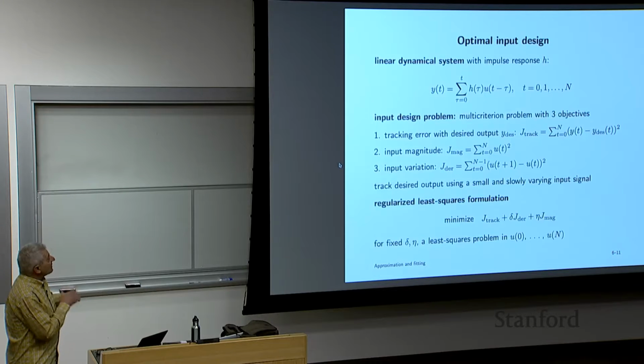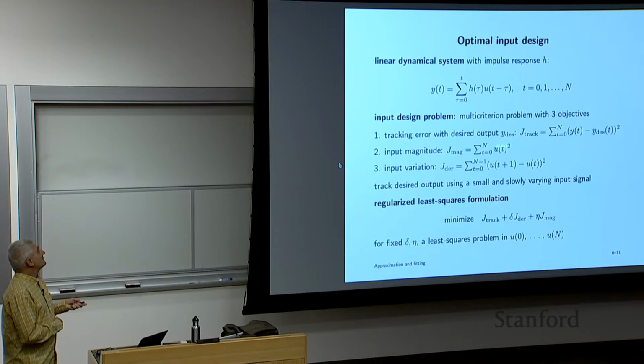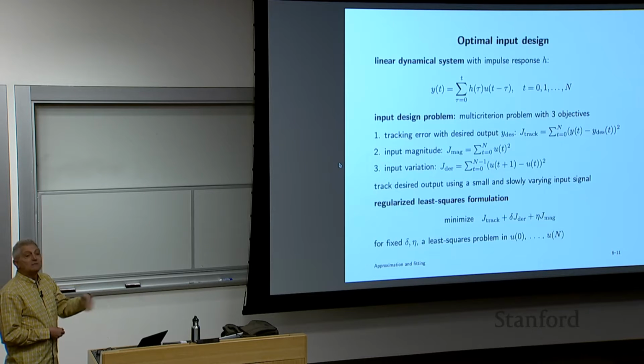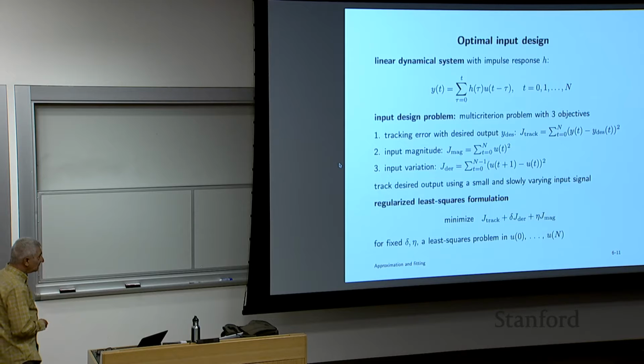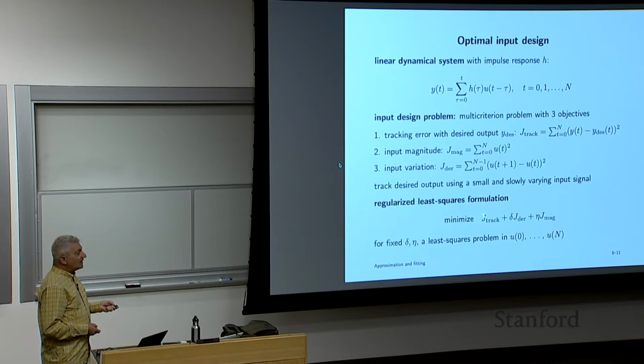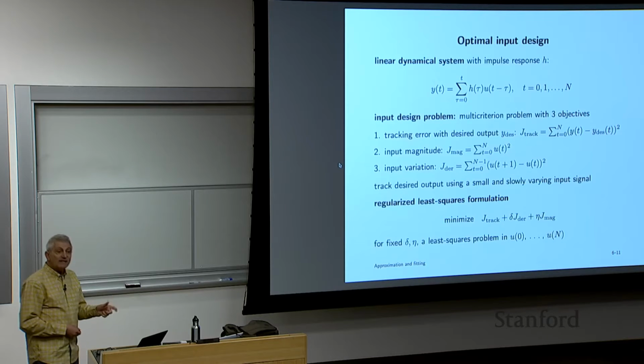Okay, so here we have 3 objectives. The first one is we want to track some desired trajectory. We want the input small. Roughly we're making its L2 norm squared small. And we want the input variation to be small. So we want the difference between U_{t+1} and U_t to be relatively small. And so what we'll do is minimize a weighted sum of them. These are positive weights, the delta and the eta, that weight the different things.